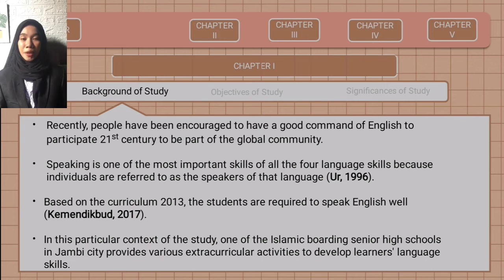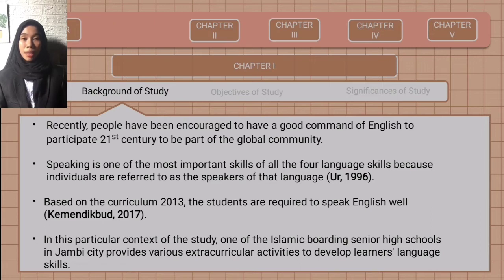Recently, people have been encouraged to have a good command of English to participate in the 21st century and to be part of the global community. Therefore, speaking is one of the most important skills of all the foreign language skills because individuals are referred to as the speakers of that language. According to Nunan 1991, language mastery is measured by carrying on a conversation in the target language.